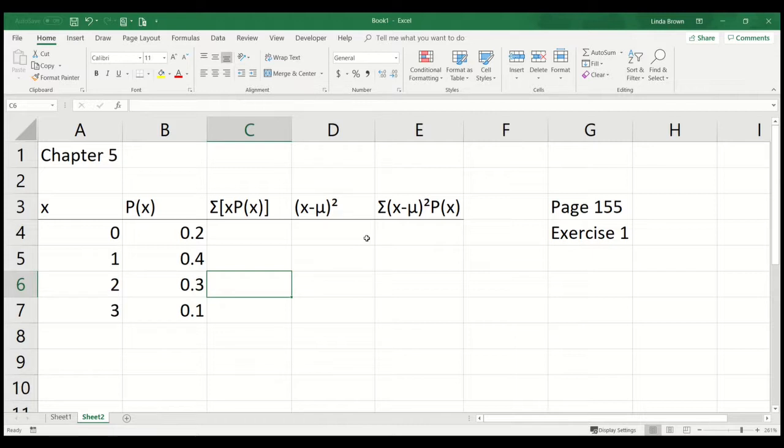So we are going to do exercise 1 in chapter 5. It's on page 155. The question says, Sam Simone is the manager of a family-run pet store. He is deciding whether to open an hour later on Sundays. From past sales on Sundays, he has determined that the probability of 0 sales during this hour is 20%, 1 sale is 40%, 2 sales is 30%, and 3 sales is 10%. The results are summarized in the following table in the form of a discrete probability distribution.